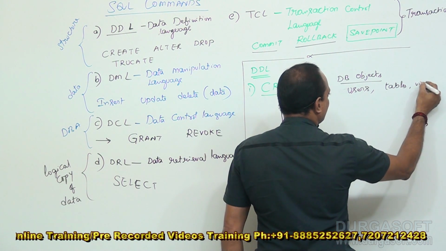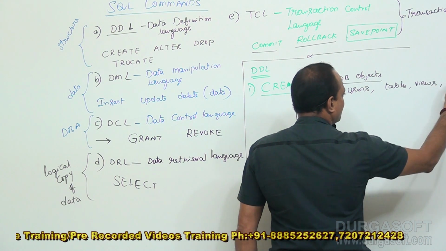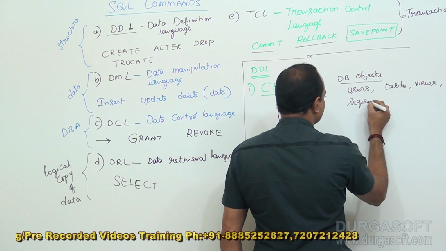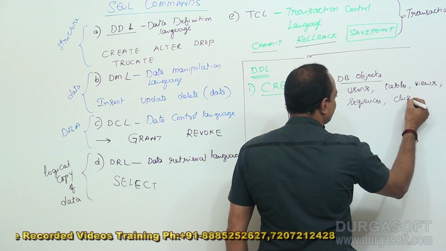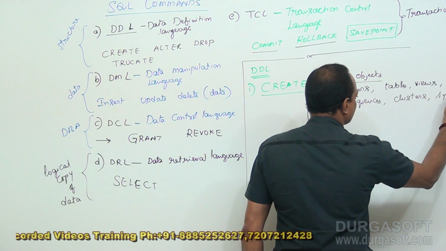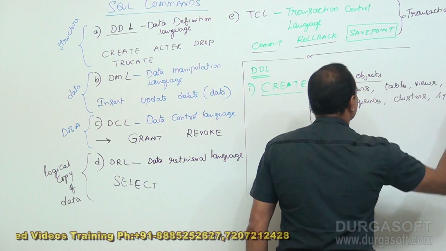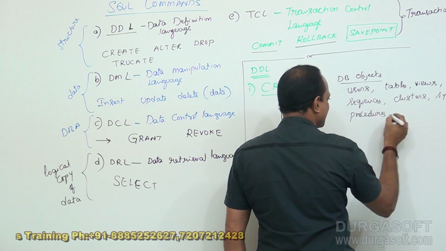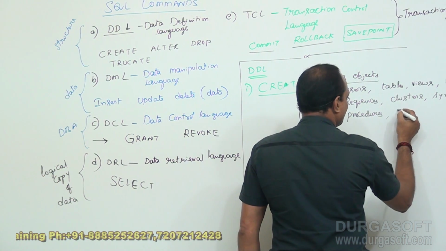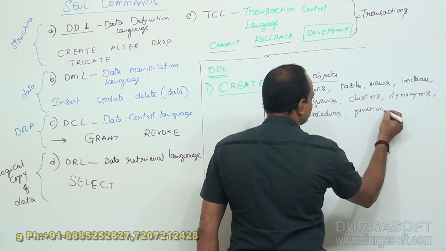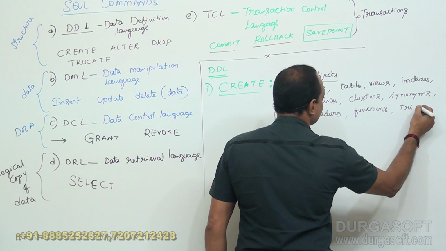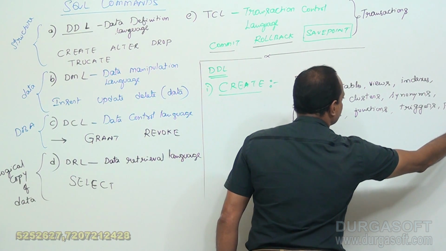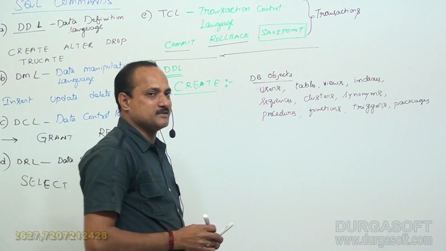tables, views, indexes, sequences, clusters, synonyms, so many are there. Procedures like stored procedures, functions, triggers, packages. All these things are called database objects.